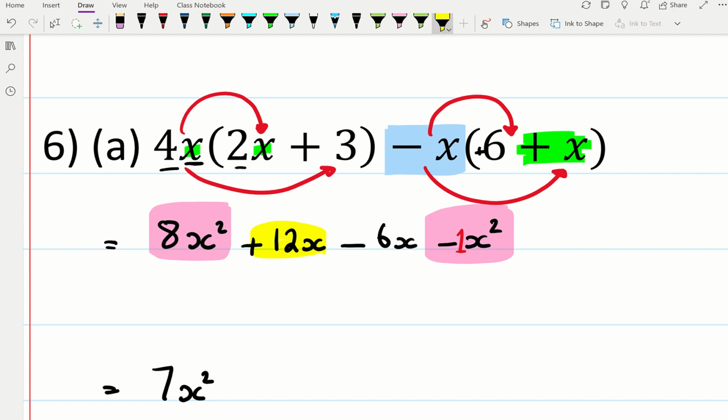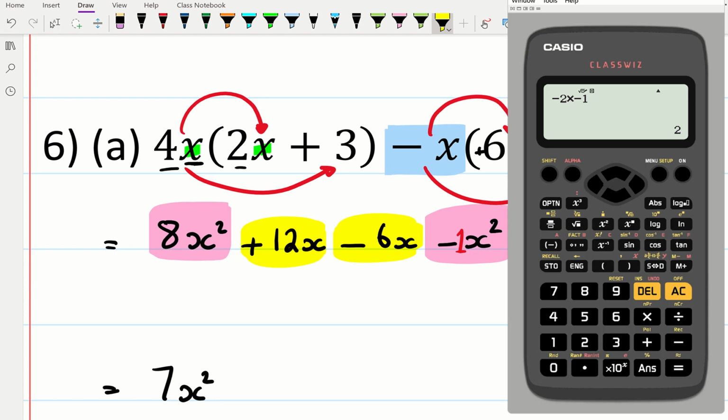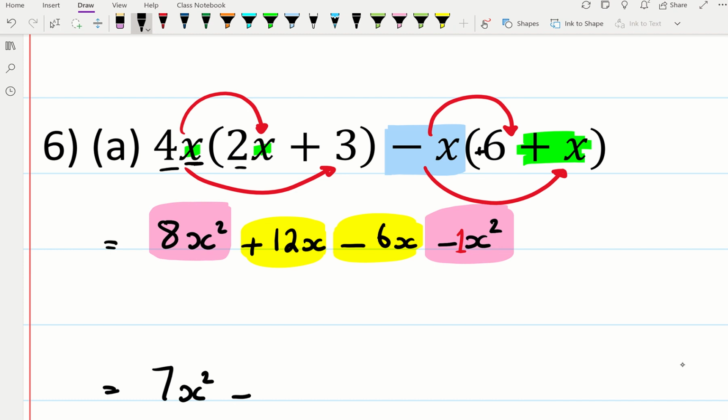But these two are also like terms. 12x, positive 12. Take away 6. And again, you can use your calculator for that. You can say 8 minus 1. And you can say 12 minus 6, which is 6. So, plus it's a positive 6x.